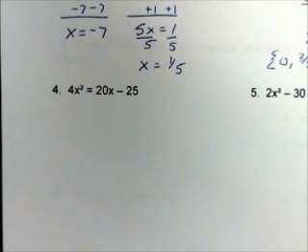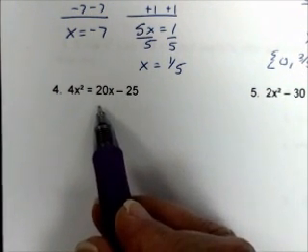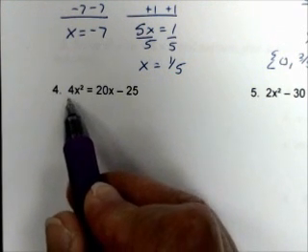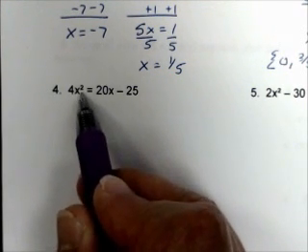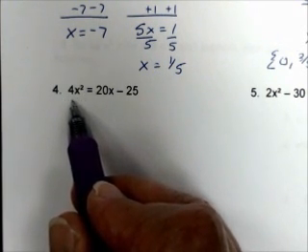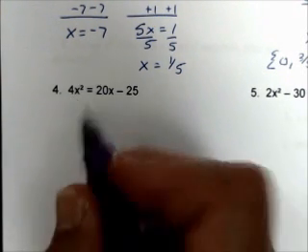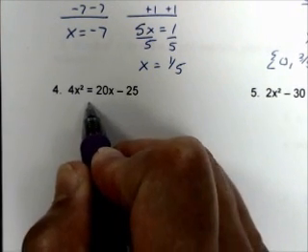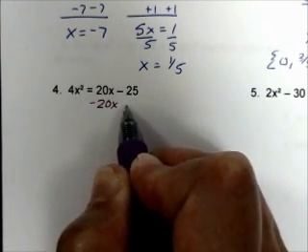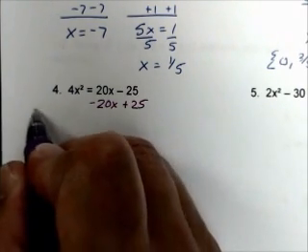And number 4, we have 4x squared equals 20x minus 25. It's not in standard form, so we must put it in standard form. Our quadratic term, the 4x squared, is by itself, but where it is, it's positive. We always want to start off whenever we're factoring. We would like our quadratic term to be positive. So let's leave 4x squared there, and we'll bring these other two terms on the right-hand side over to the left-hand side by subtracting 20x and adding 25.